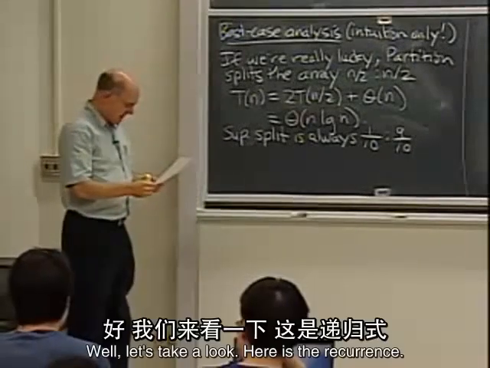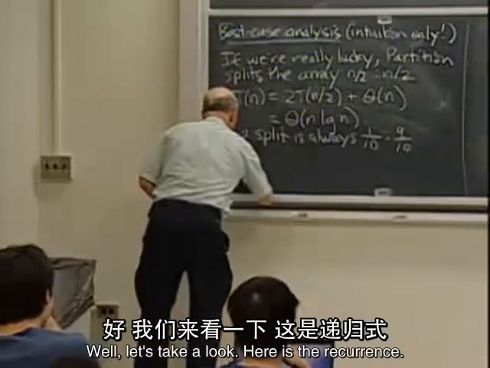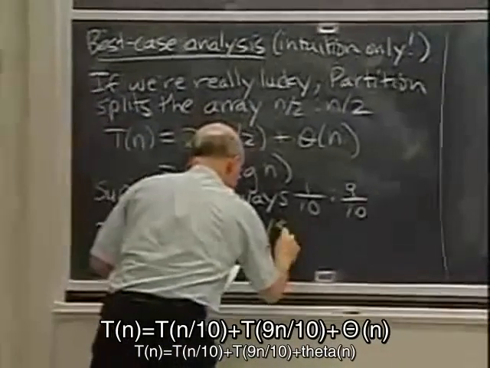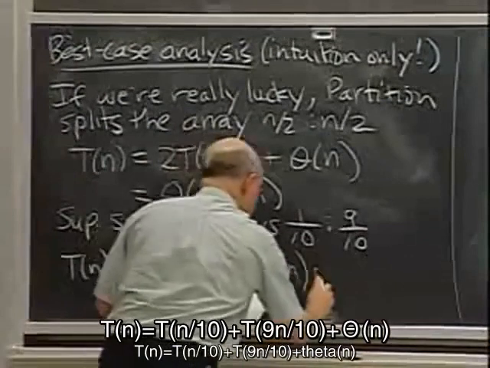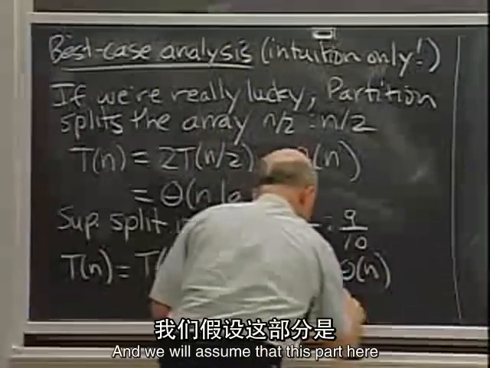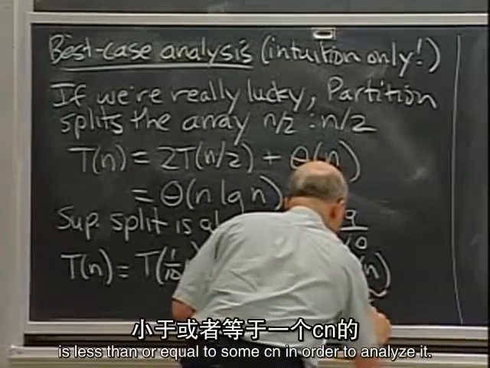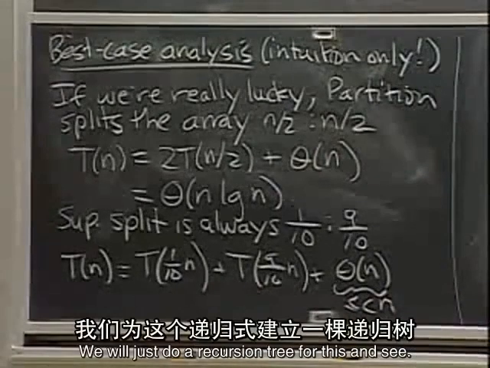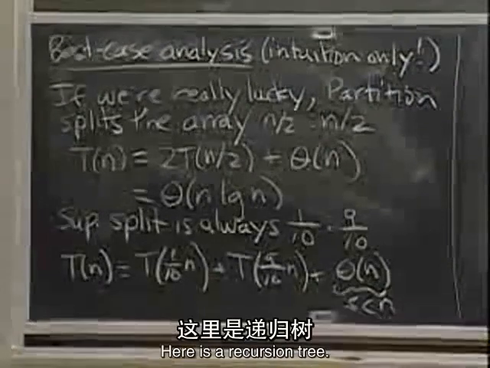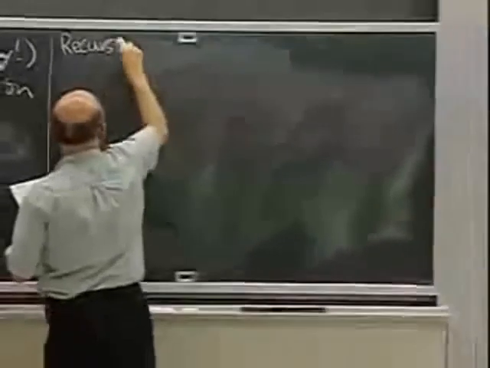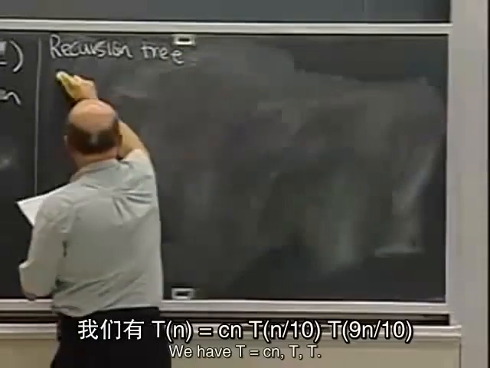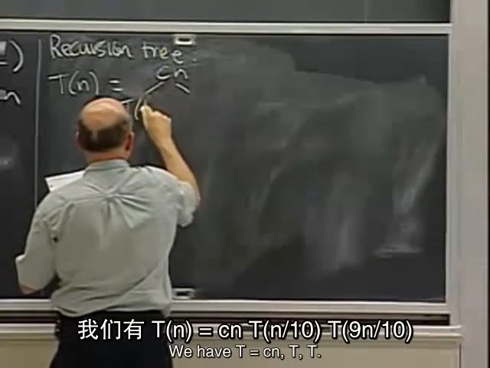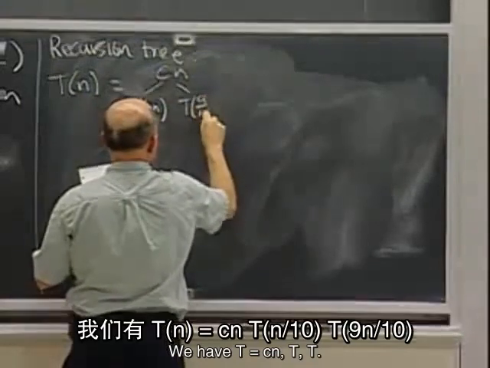Okay. So let's take a look. So here's the recurrence. T of n is equal to T of 1/10 n plus T of 9/10 n plus theta n, and we'll assume that this part here is less than or equal to some Cn, in order to analyze it. So we'll just do a recursion tree for this and see. So here's the recursion tree. We have T of n, that's equal to Cn, T of 1/10 n, T of 9/10 n.